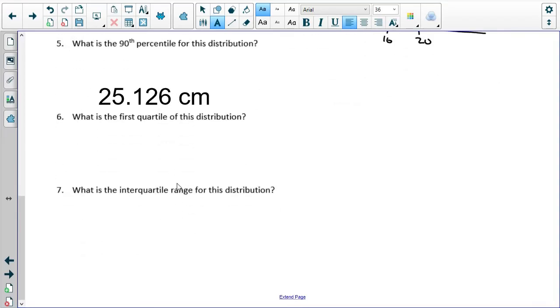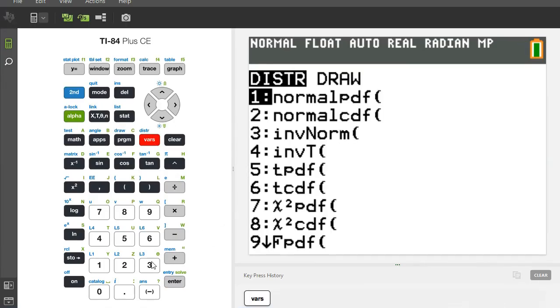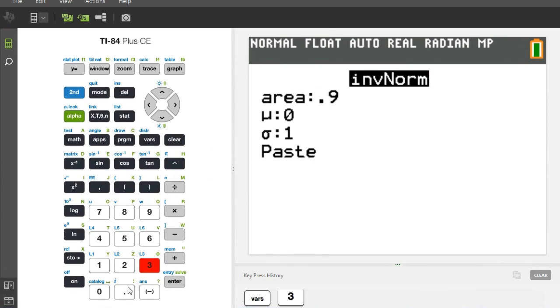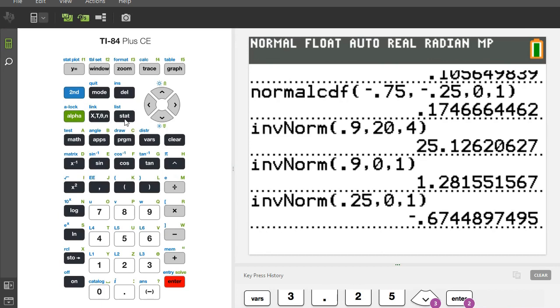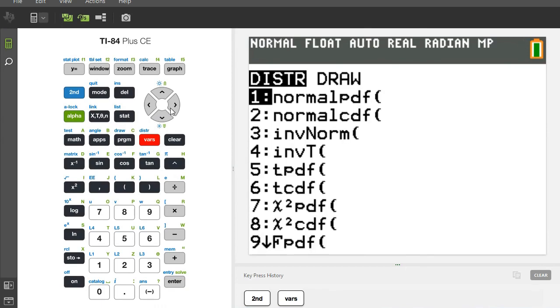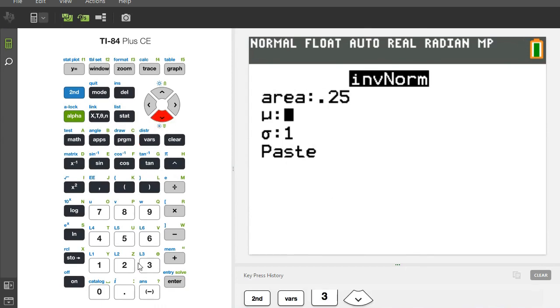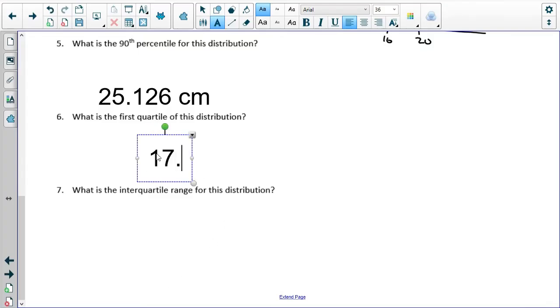First quartile and interquartile range. So let's calculate both of those real fast. Inverse norm. So the first quartile is going to be at 0.25. I'll do the z-score of it really fast. That's negative 0.6745. But, oops, sorry. But let's also do it just with 20 and 4 to figure it out in centimeters so I don't have to do any calculations with it. So that ends up being 17.30. So 17.30 centimeters is the first quartile.